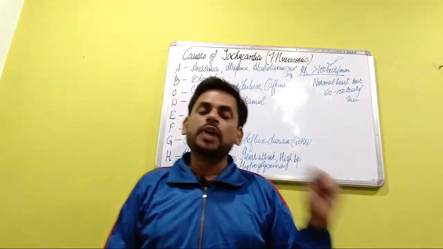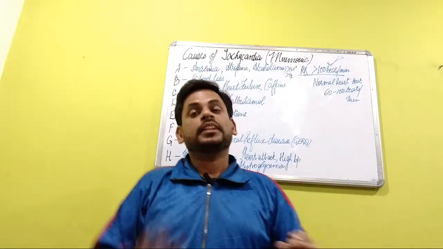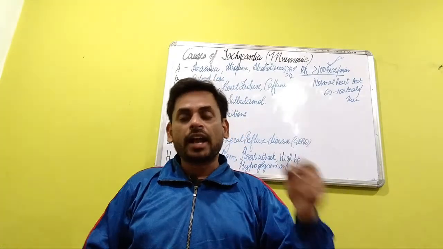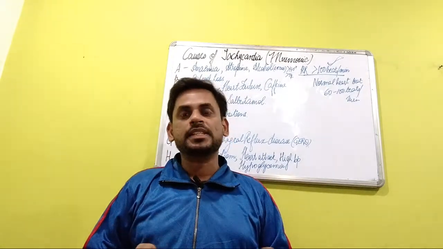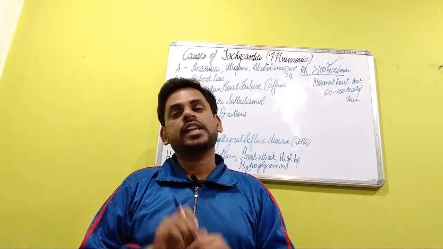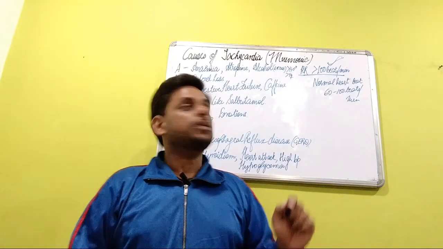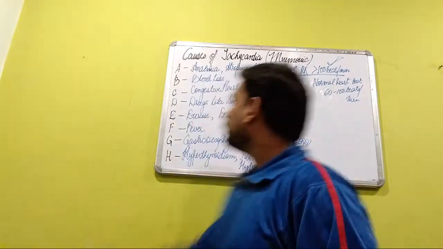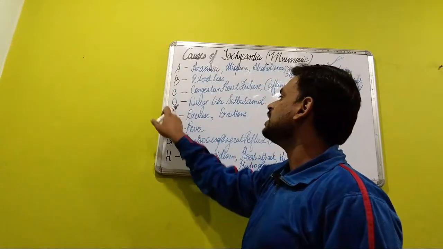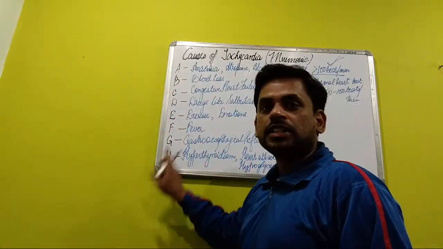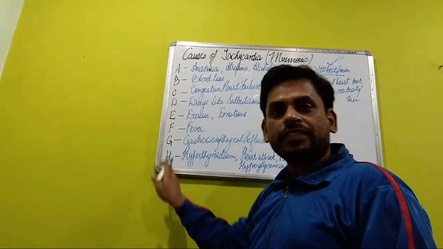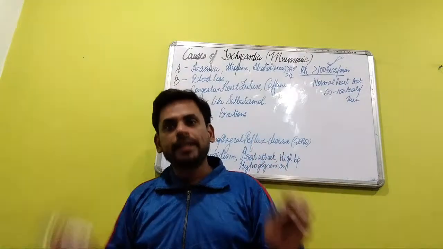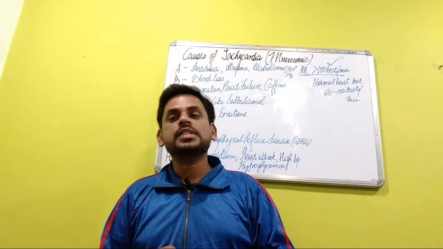In this video, I'll be mainly emphasizing the mnemonics as to how we can very easily remember and pen down in sequence the causes of tachycardia in the professional exams. I have made a simple mnemonic from the alphabets A, B, C, D, E, F, G, H. Just by remembering the initials of these letters, we can very easily pen down in sequence the causes of tachycardia in the professional exams.